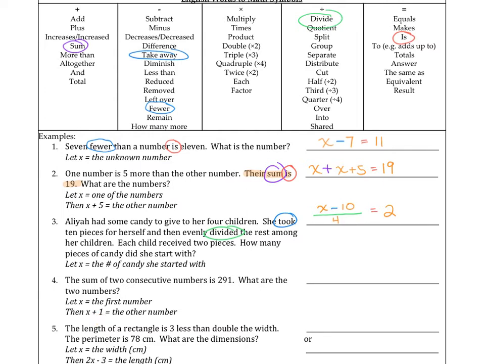Once again, we're going to be solving for the sum. So we're going to be adding. So the first number is x. And we're going to be adding the next consecutive number, which is x plus 1. And the sum is, so that is our equals, 291. So keep that in mind for consecutive number questions.